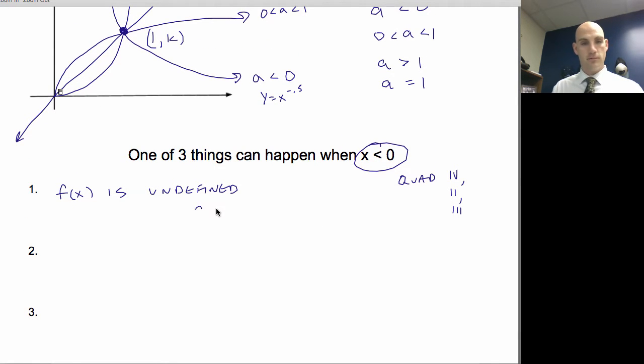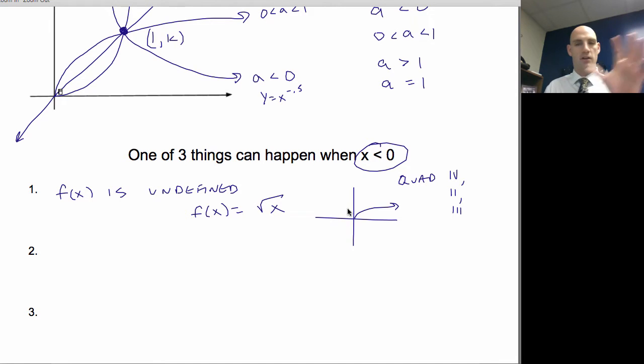For example, f of x is equal to the square root of x. What does that function look like? It looks like this, right? For x less than 0, it's not defined. So this power function doesn't have anything else. It's only when x is greater than 0.